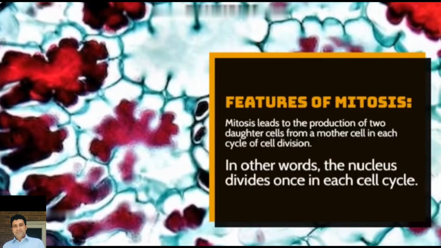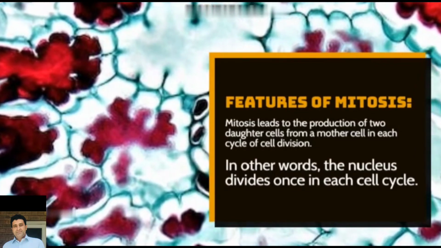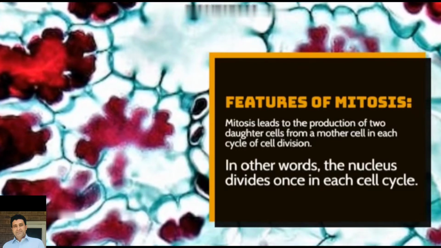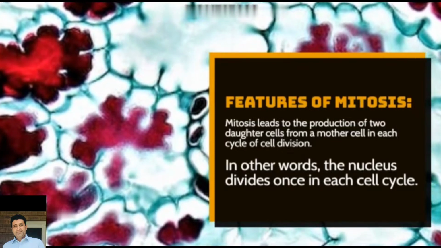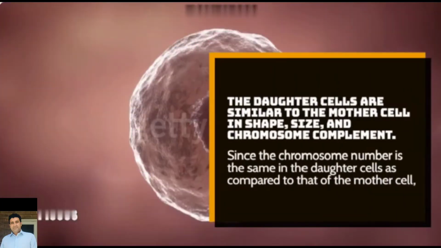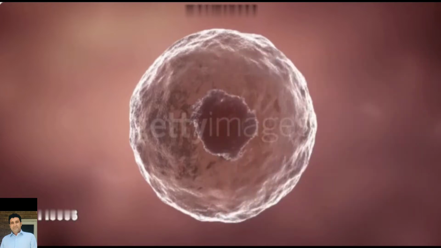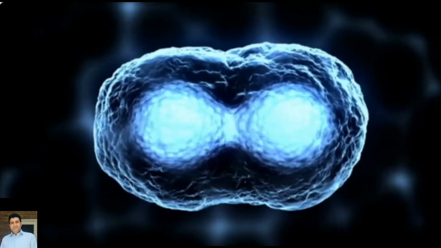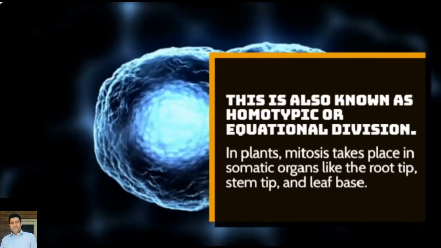Features of mitosis. Mitosis leads to production of two daughter cells from a mother cell in each cycle of cell division. In other words, the nucleus divides once in each cell cycle. The daughter cells are similar to the mother cell in shape, size, and chromosome complement. Since the chromosome number is the same in daughter cells as in the mother cell, this is also known as homotypic or equational division.